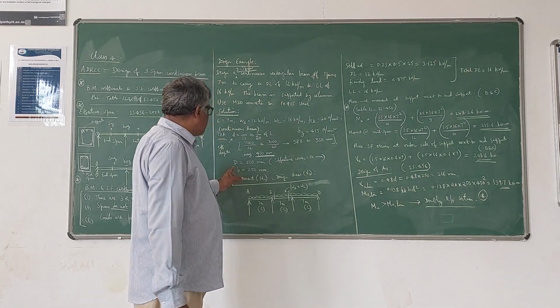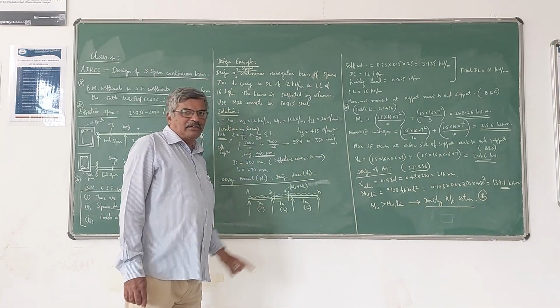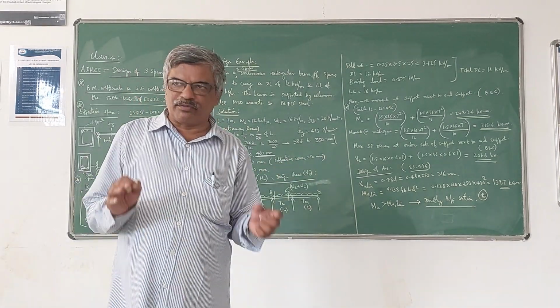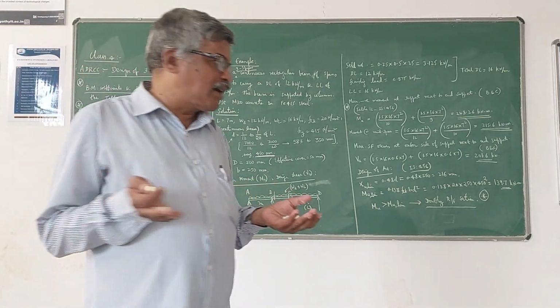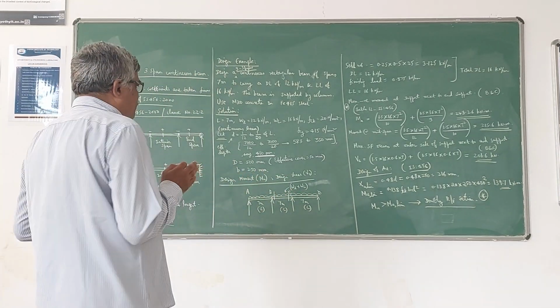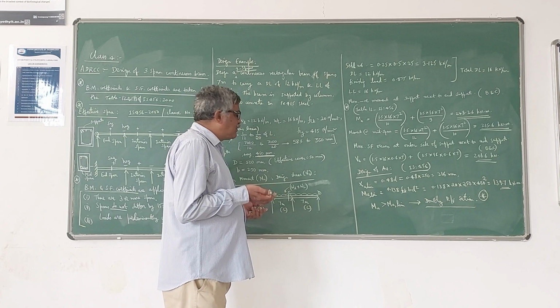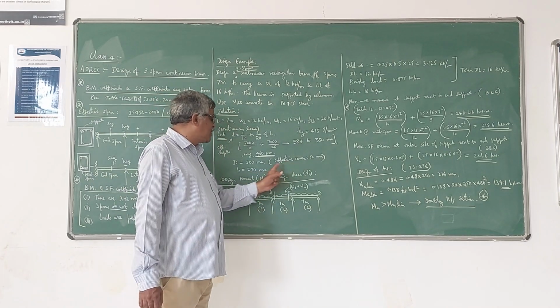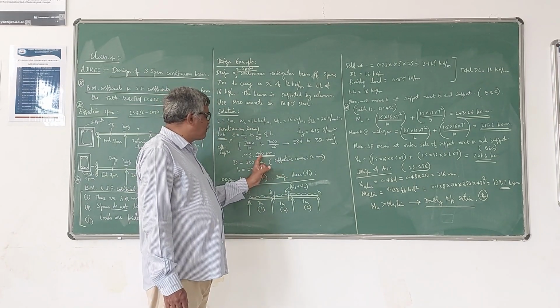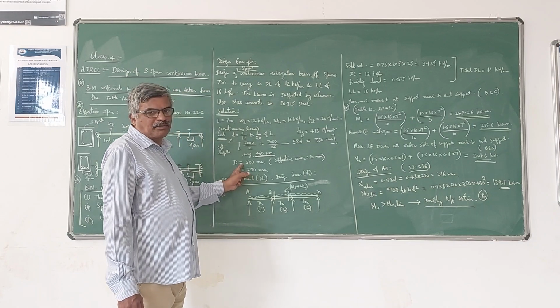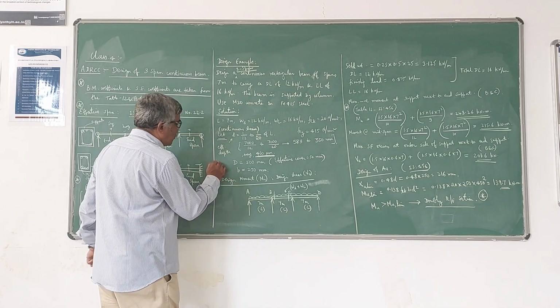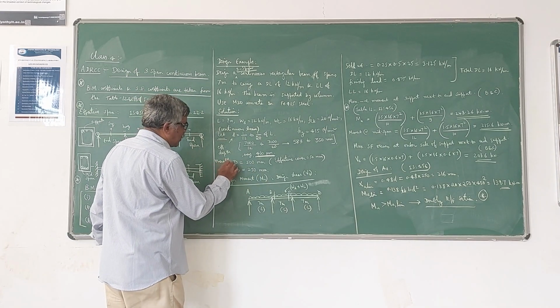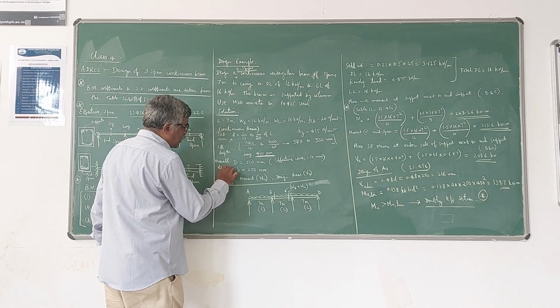Now overall depth, if you add effective cover, I will take effective cover. Normally in the case of beams, minimum cover is 30 mm, but since it is a continuous beam, I can go for a higher value. 50 mm is the effective cover. So 50 mm plus 450 mm gives the overall depth of the beam. So this D is the overall depth. So effective depth is small d, capital D is the overall depth.